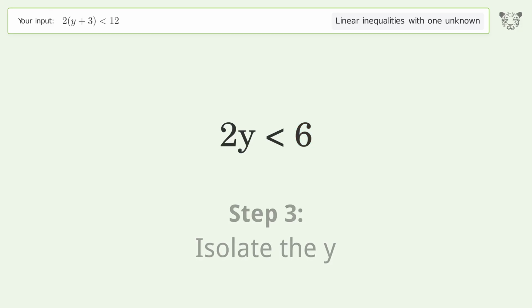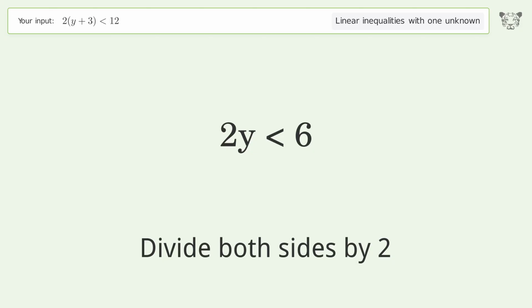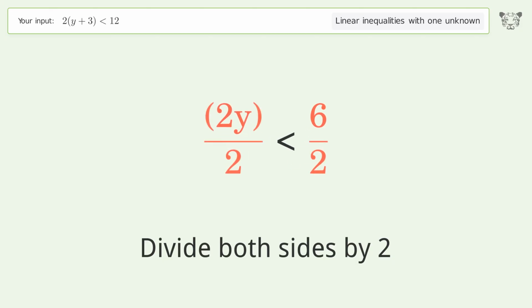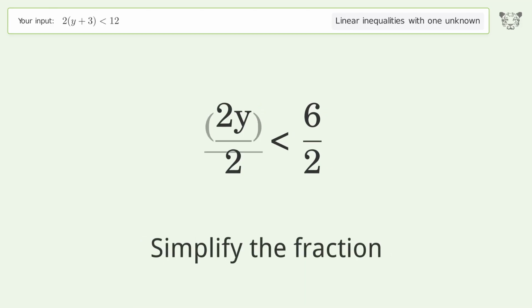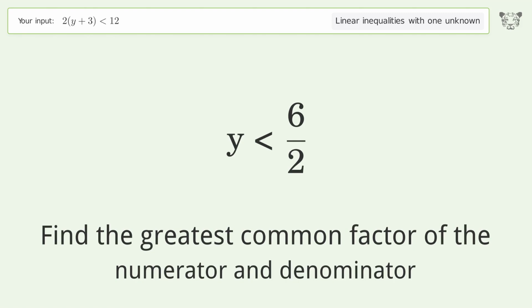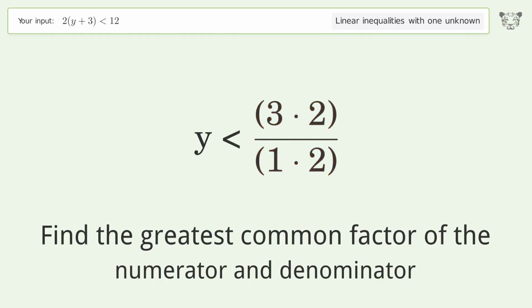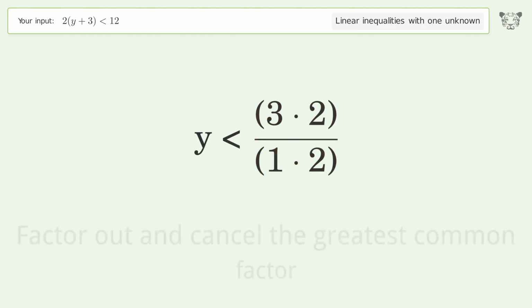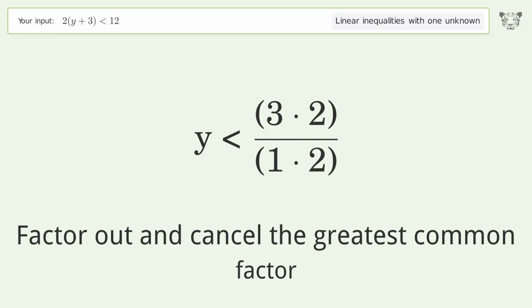Isolate the y. Divide both sides by 2. Simplify the fraction. Find the greatest common factor of the numerator and denominator. Factor out and cancel the greatest common factor.